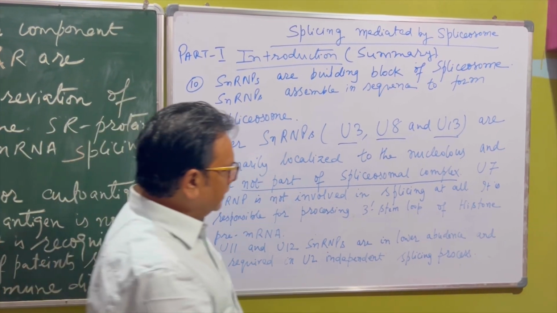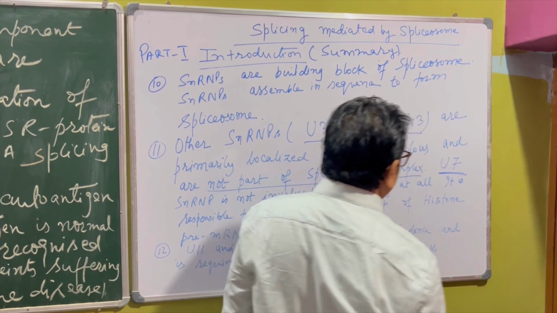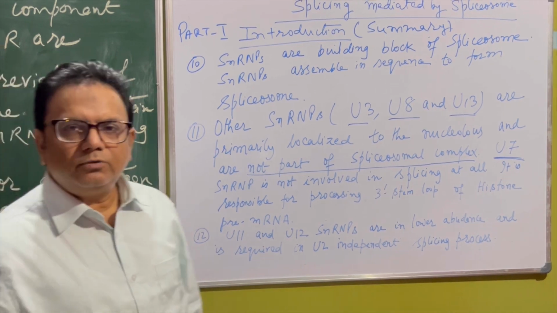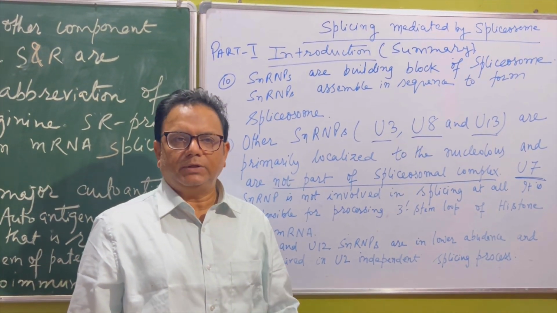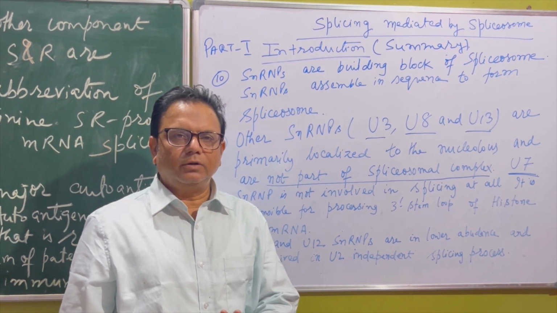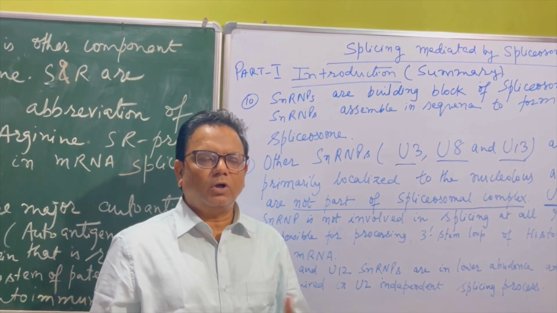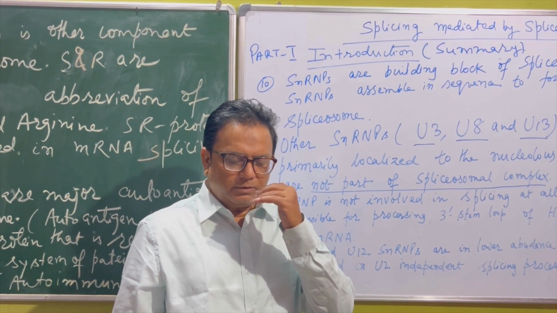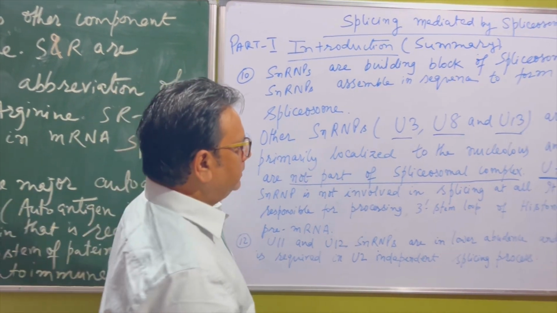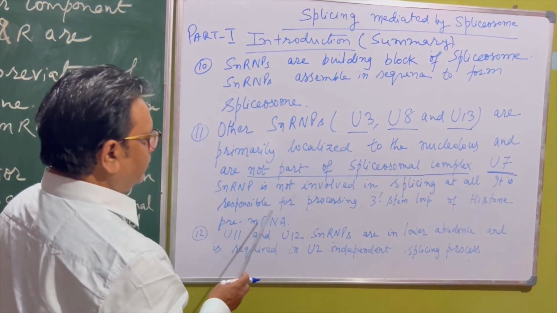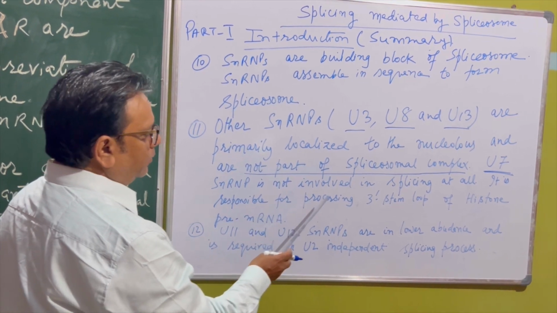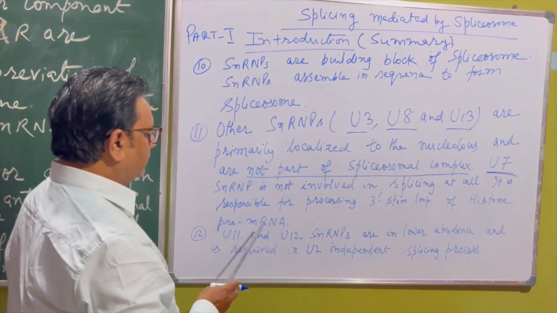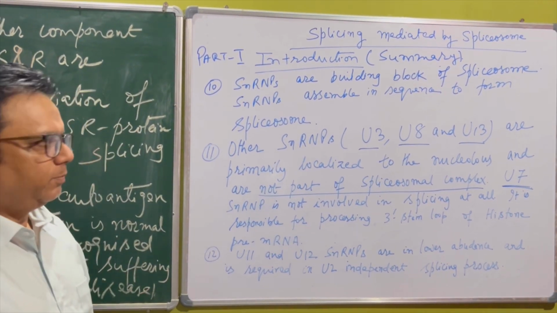Another is U7. This is also an SNRNP. It is not involved in splicing at all, but it exists. There is no talk about spliceosomes here, because it does not take part in the splicing at all. But it is responsible for what? For processing of the 3' stem loop of histone precursor mRNA. So it has a specific function.